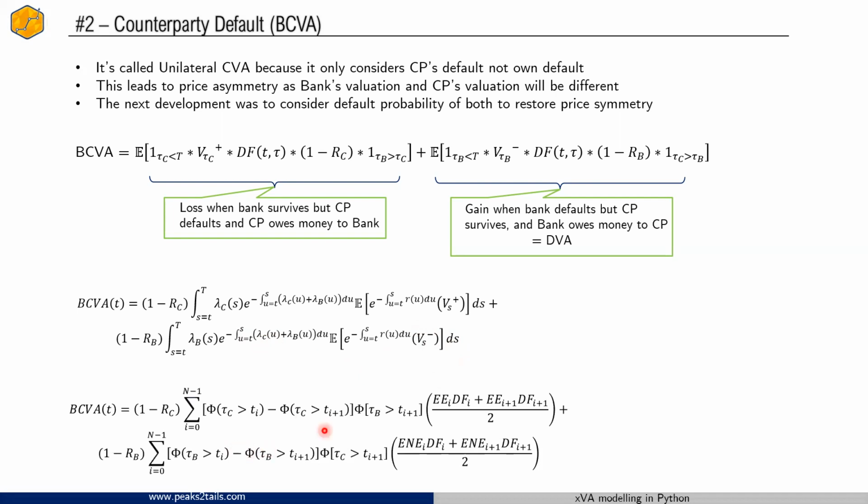I think I have the discretized version as well. Yeah, the discretized version is the same. Everything is the same. There are two differences. One difference is you have to include the survival probability. If you're talking about the counterparty CVA part, then you have to include your own survival probability. If you're talking about the DVA part, then you have to include counterparty survival probability as a factor. And EE DF is the same, but in the second one, you have to have ENE, because ENE is the expected negative exposure. So you're taking the negative exposures and taking expectation. That's what you have to use.